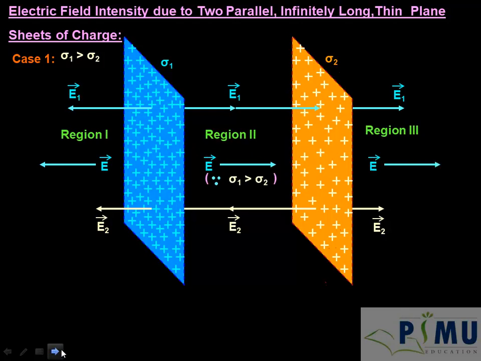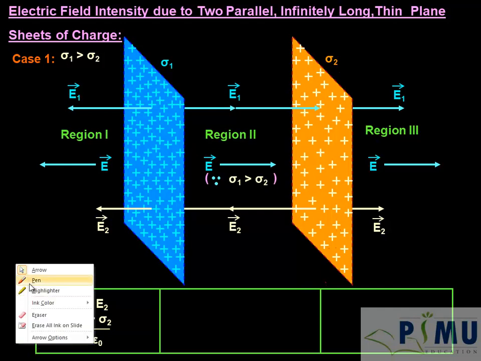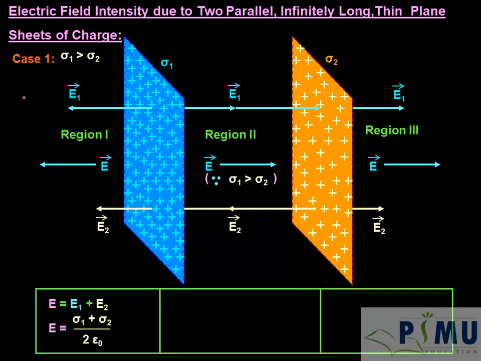So region 1, region 2 and region 3, and for the electric field you will need to take the vector sum. In the first region it will be E1 plus E2 because both are in the same direction. So it will be sigma by 2 epsilon naught. It will be sigma 1 by 2 epsilon naught and sigma 2 by 2 epsilon naught.